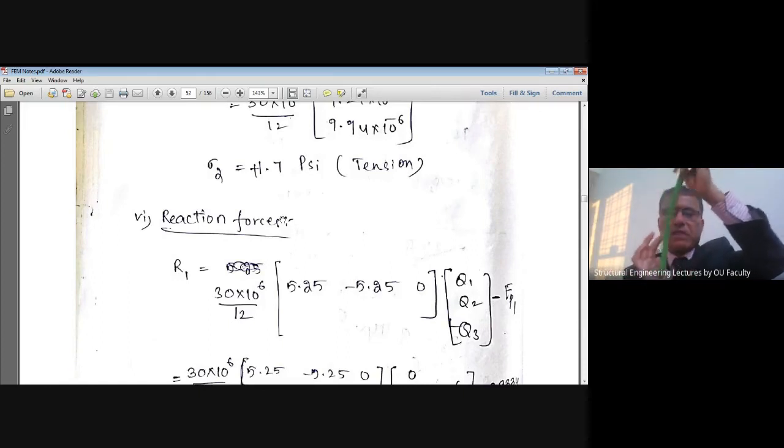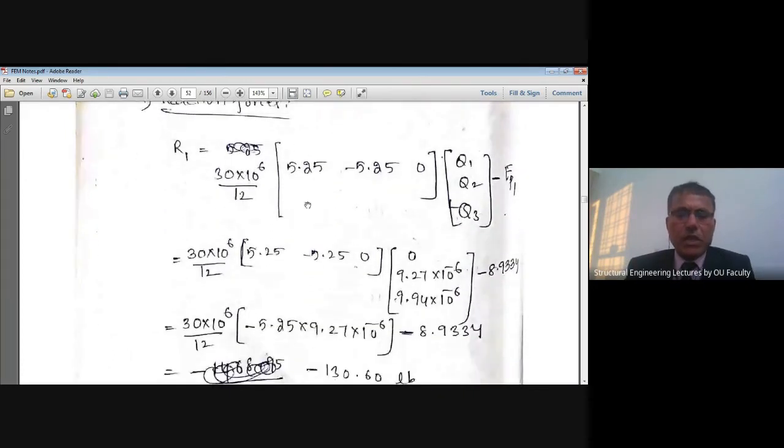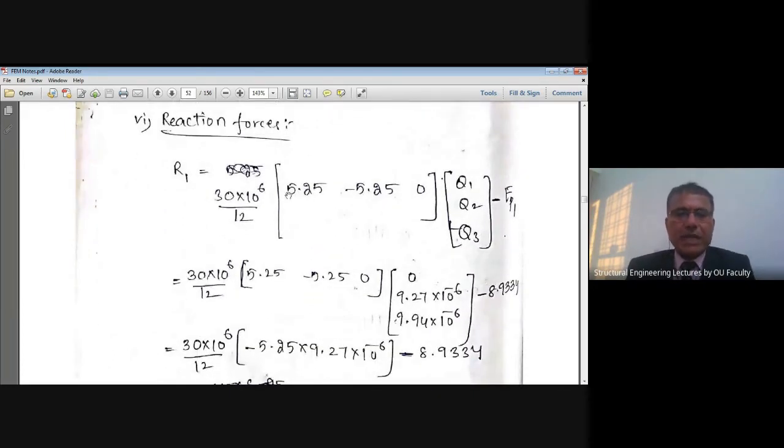Now, in which case will it go under compression? But with node 3 being free, element 2 is also under extension, or element 2 is experiencing tension only.